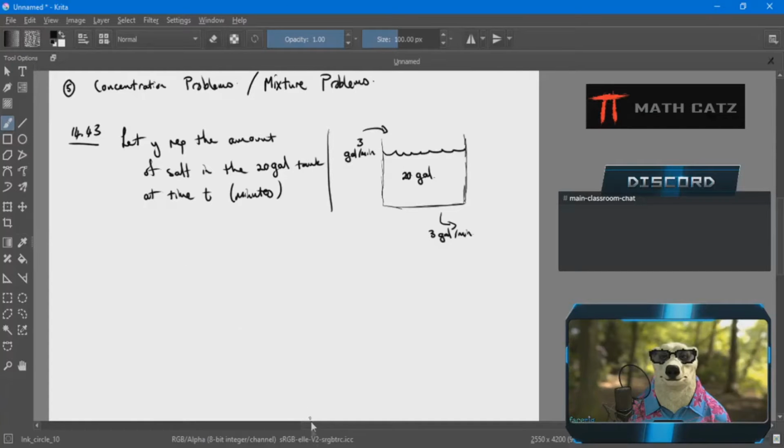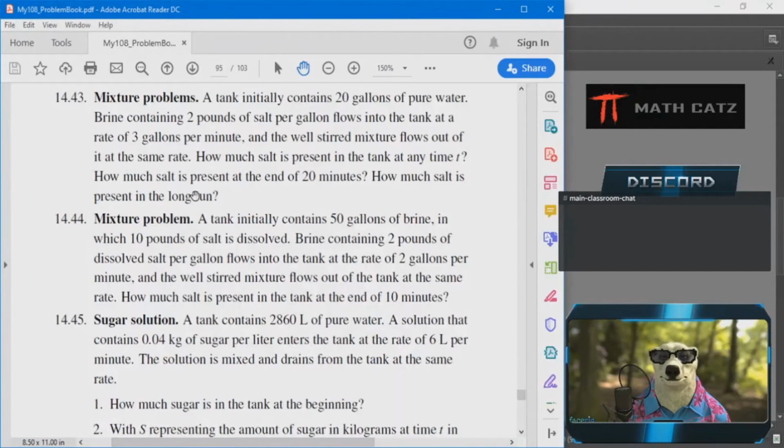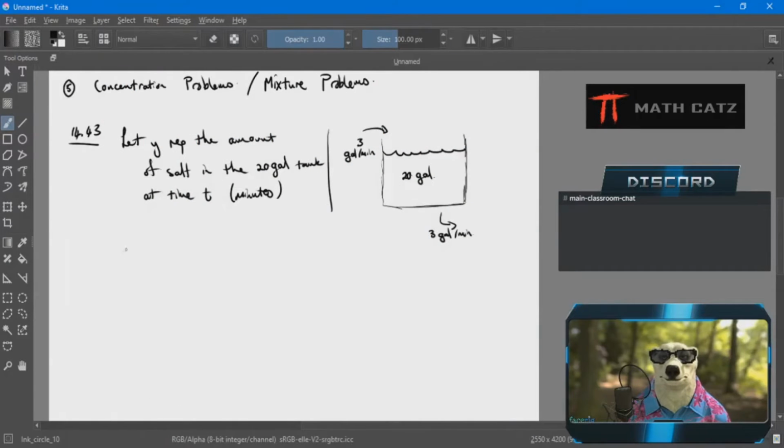Well, the amount of salt is changing because there's a salt mixture flowing into the tank, so therefore the amount of salt is increasing. And so I have a rate of change. So the rate of change in the amount of salt, or the increase in the salt amount in this tank can be calculated in two ways. First of all, it's represented by dy dt.